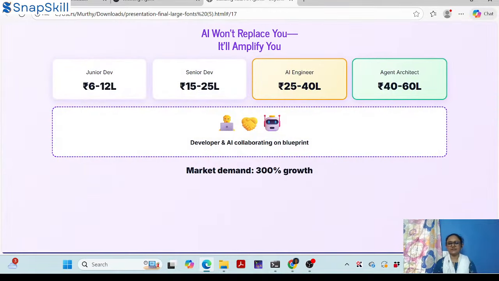This is the advantage. You will no longer be just a junior developer or senior developer. You will become an AI engineer and agent architect also. What we are teaching you, developer plus AI collaboration, is going to improve your capabilities. At the same time, a 2 to 3x improvement in your career you can expect.